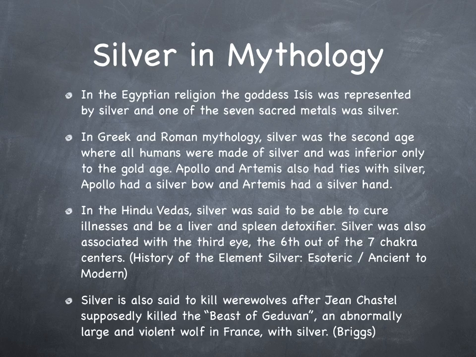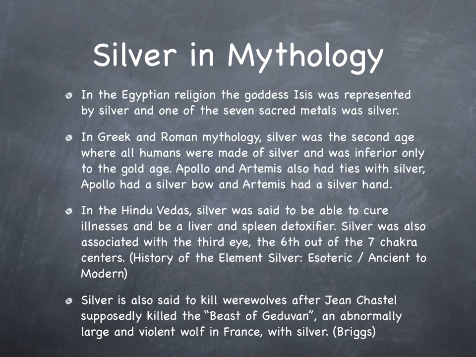Silver in mythology. In the Egyptian religion, the goddess Isis was represented by silver and one of the 7 sacred metals was silver. In Greek and Roman mythology, silver was the second age, where all humans were made of silver, and was inferior only to the gold age. Apollo and Artemis also had ties with silver. Apollo had a silver bow and Artemis had a silver hand.